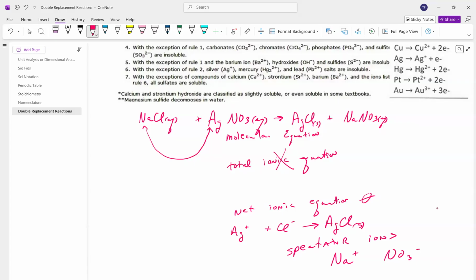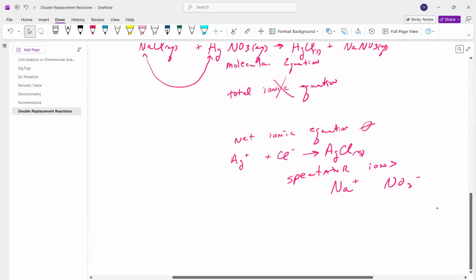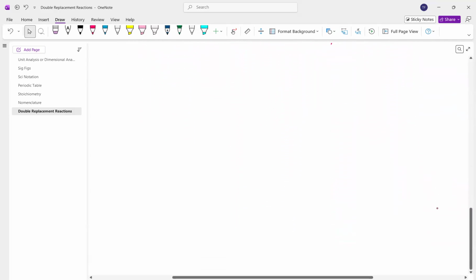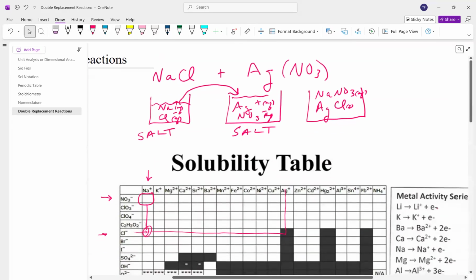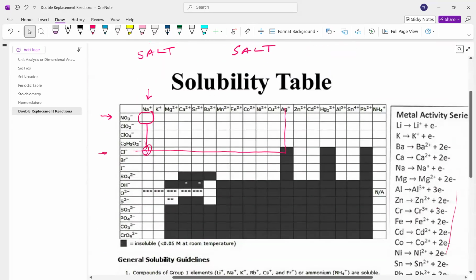Okay. All right, so let's do another example. Oh, let's see now. Yeah. So the spectator ions, those are just the elements that had no reaction. They're just there. Just like me at the baseball game, eating hot dogs, drinking beer.